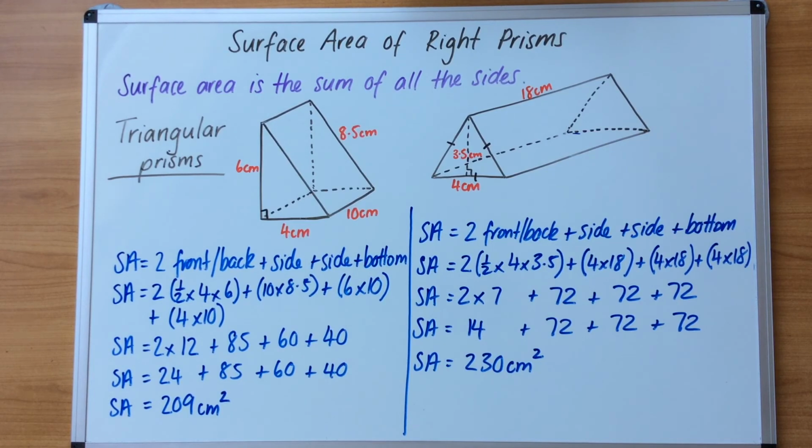So essentially, surface area is calculating the areas of all the sides and adding them together, no matter the shape, whether it's a cube, rectangular prism or triangular prism. Calculate all the areas of the sides and then simply add them together.